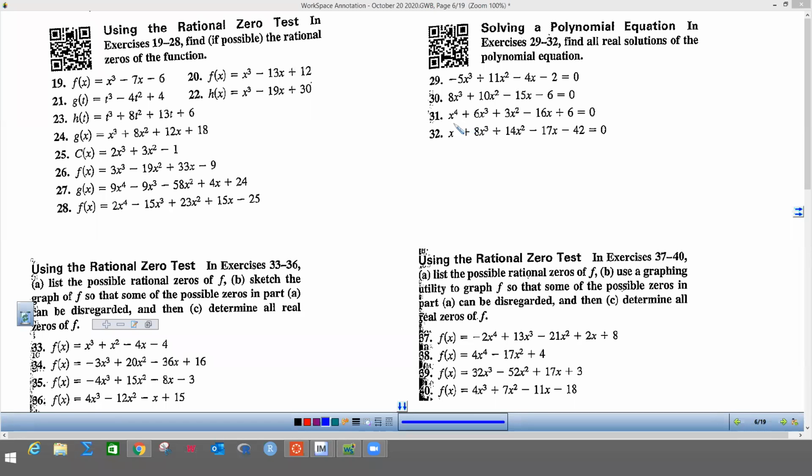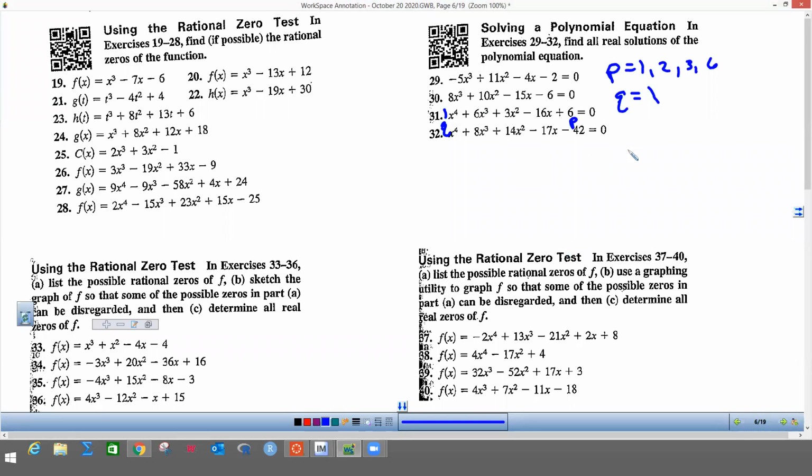So on 31, we got this polynomial, a fourth degree quartic polynomial. We need to find P over Q. You're supposed to know that 6 is the P factor. The factors of 6 are 1, 2, 3, and 6, because 1 times 6 is 6, and 2 times 3 is 6. And then the Q value is this 1 in front of the x to the fourth.